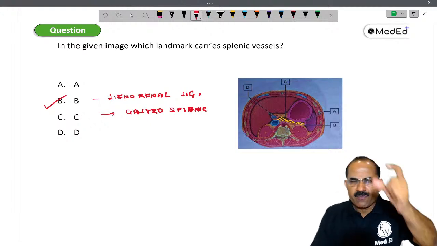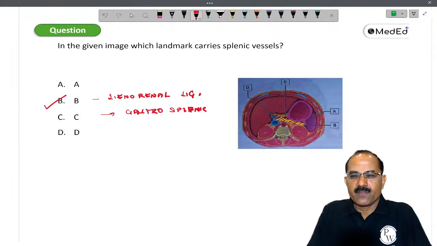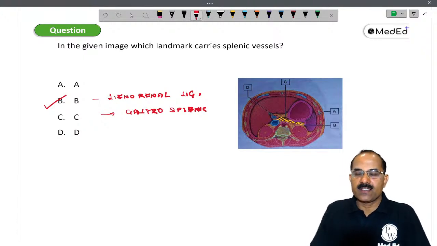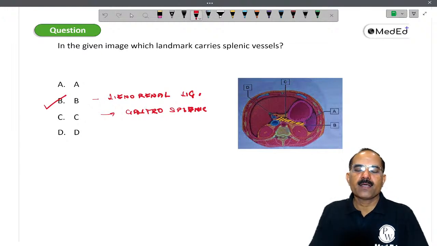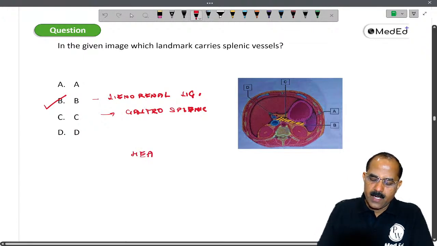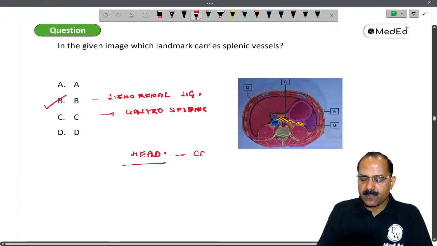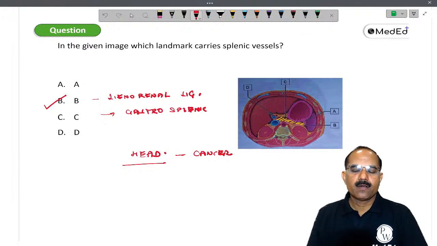And which part of the pancreas is more prone to cancer? Can anyone tell me? Which part of the pancreas is more prone to cancerous changes? Any guesses? Question number 24 is remaining. One minute. Which part of the pancreas is more prone to cancerous changes? Head of the pancreas is more prone to cancer, and tail of the pancreas contains the maximum islets of Langerhans. Remember, question number 24.